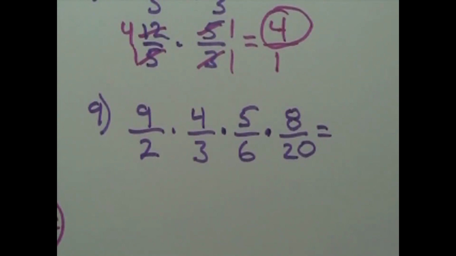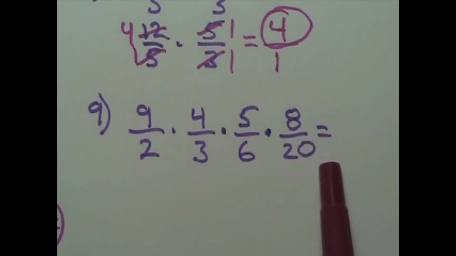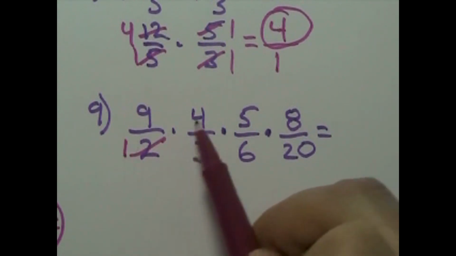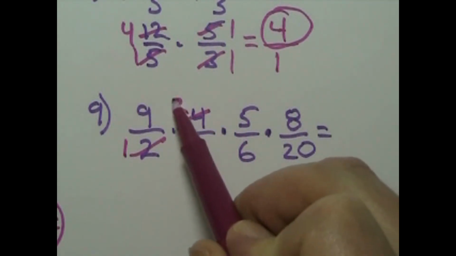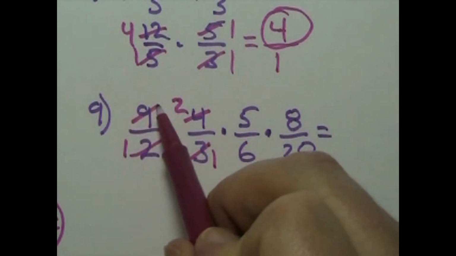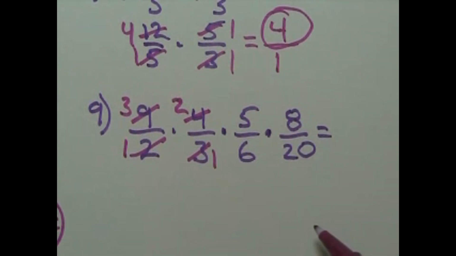Here's the last problem. Now there's a lot of reducing that you can do in this. So 9 over 2, 4 over 3, 5 over 6, 8 over 20. Okay, so let's look through here. I have 2 going into 4. 2 goes in here once, 2 goes into 4 twice. I have 3 going into 6. 3 goes in here once, and 3 goes into 9 3 times.